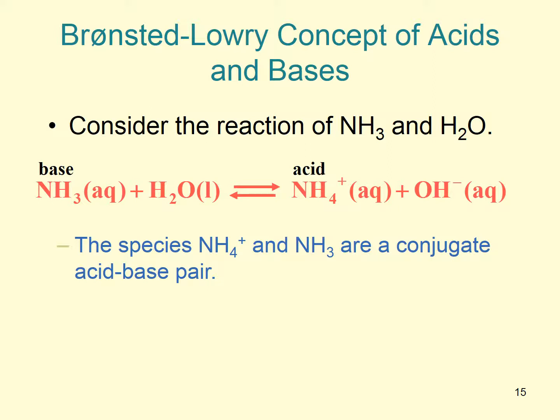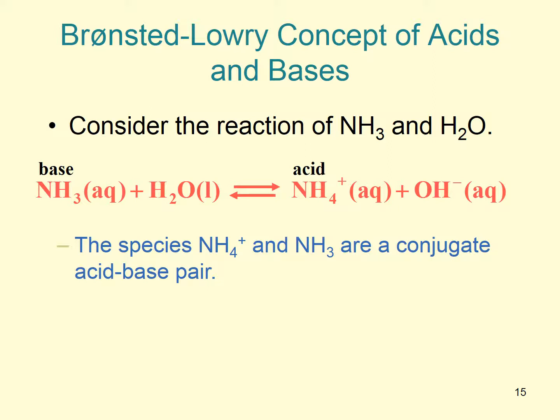So in any acid-base Bronsted-Lowry reaction, we always have one acid and one base on each side of the reaction. Two total acids, two total bases. Now if two species are connected by an H+, so the only difference they have is an H+, these two species are called conjugate pairs of each other. So they're conjugate acid-base pairs.